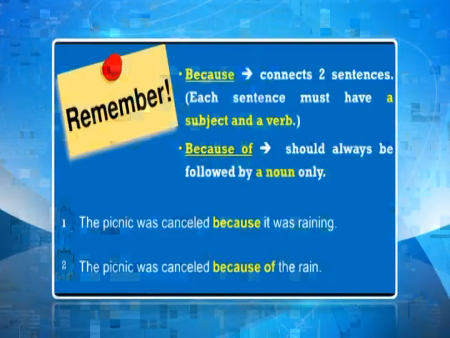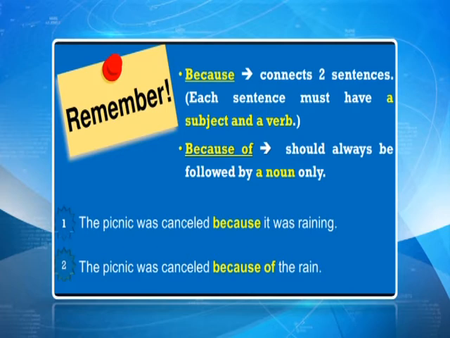Now remember, this is very important: because connects two sentences, which means that each sentence has a subject and a verb. With because of, we should always use a noun. Okay? So here is the difference between because and because of, which are shown in the two examples here. The picnic was cancelled because it was raining. Because it is the subject, was raining is the verb in the past continuous form. In sentence 2, the picnic was cancelled because of the rain. The rain here is a noun.